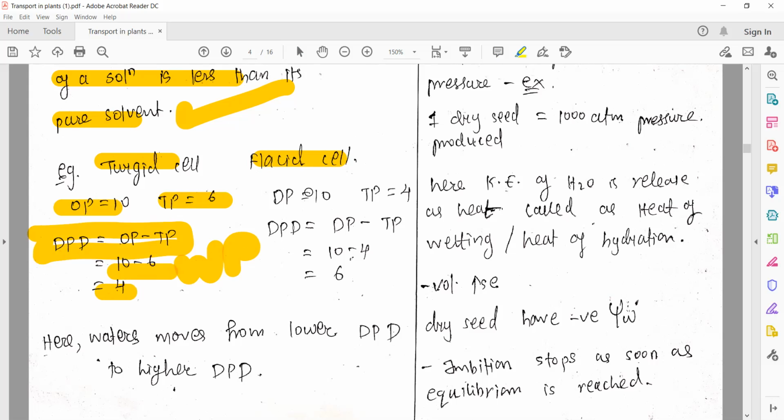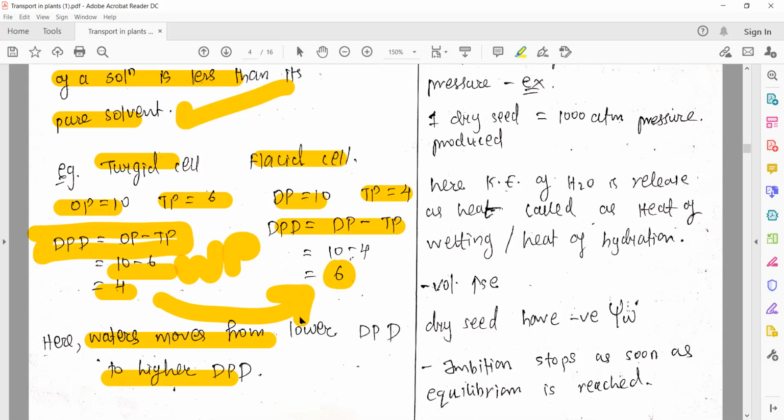Now let's talk about the flaccid cell. Suppose the osmotic pressure over here is 10, and the turgor pressure over here is 4. So calculate the DPD, you will get the answer as 6. So this is high, right? So see, water moves from the lower DPD to the higher DPD. It is moving from the turgid cell to the flaccid cell. Understood very clearly, because the turgid cell has DPD 4, which is less as compared to the flaccid cell, whose DPD is 6. This is an easy way to understand the movement of substances from the lower DPD to the higher DPD.